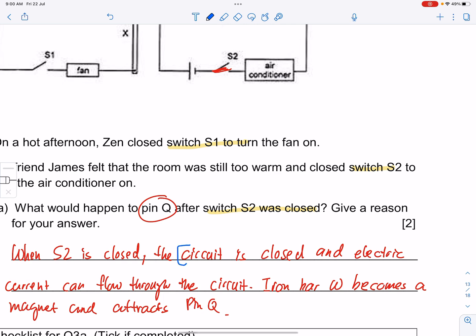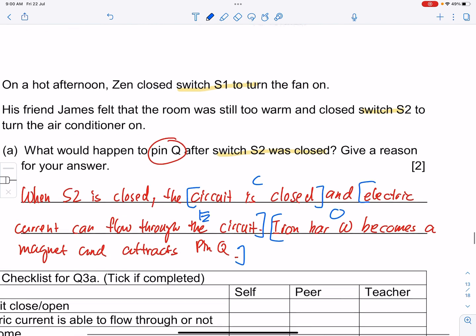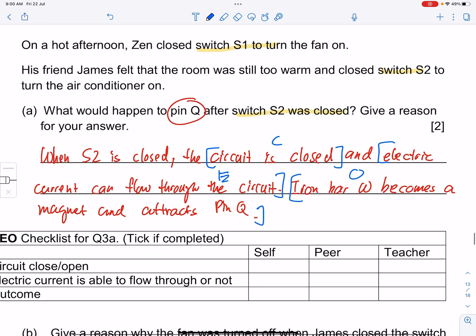Can you see once again my answer is so nicely phrased. My C is here, my E is here, my O is here. Please annotate. Then yes, I can take all three, and the teacher will take all three, and your peer will take all three, and they'll give you many stars for such a perfect answer.